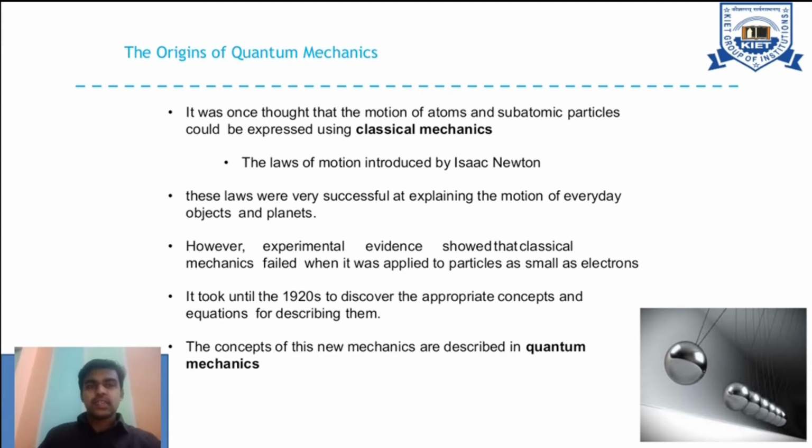Then they succeeded. In the 1920s, they discovered the appropriate concept for this overall equation, which we are applying today in our day-to-day life. So the origin of quantum mechanics starts after the failure of classical mechanics. Then Newton and some more scientists referred to particles as small as electrons. Then the appropriate concepts came, the equation was derived, and finally this new mechanics was described as quantum mechanics.